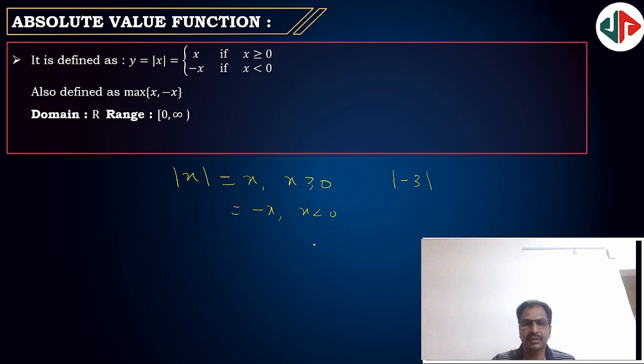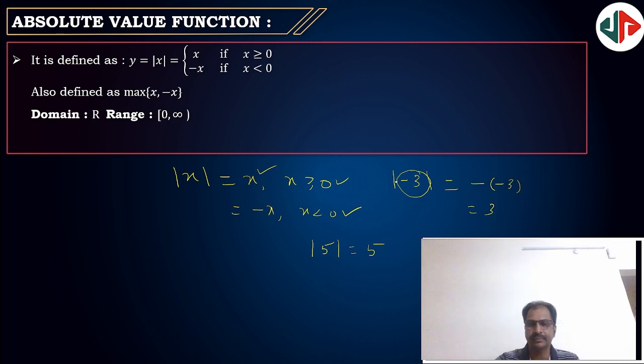Before that, let us say mod of 5. 5 is positive. When x is positive, how to write mod x? x. That is, if the number inside the modulus is a positive number, modulus of that is that number itself. Next, what is mod of minus 3? Minus 3 is a number less than 0. When x is less than 0, how to write minus x? Minus x means minus of minus 3, which means plus.